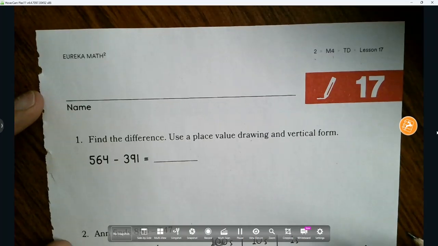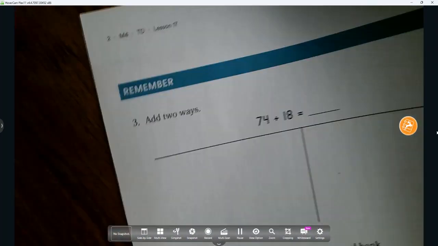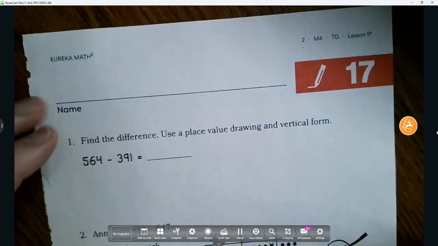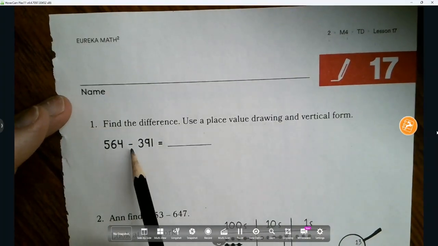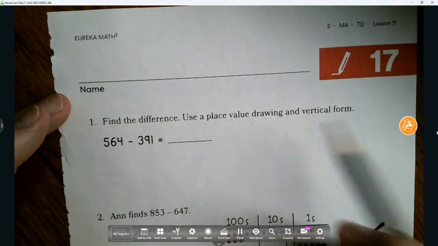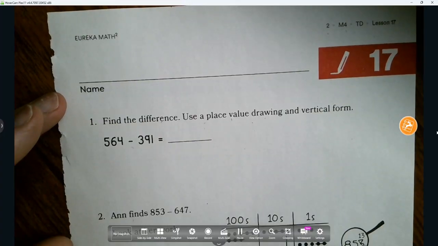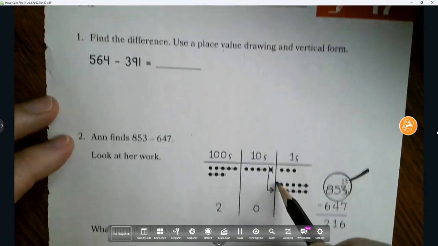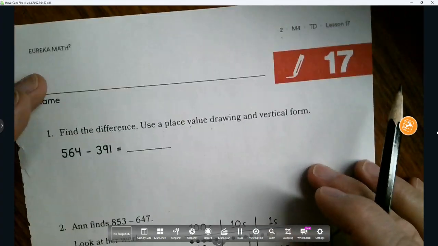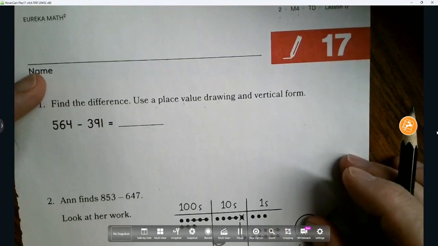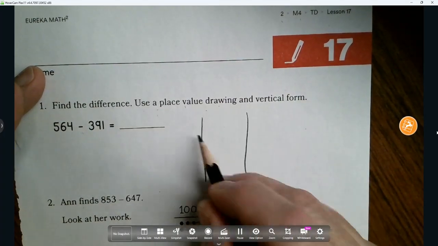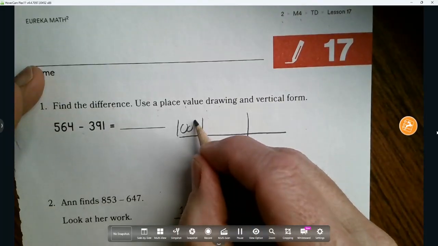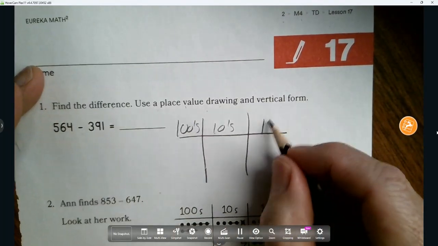All right, back to today. We're on pages 85 and 86 today. Let's look at the first one. It says find the difference. Well, the difference means we're subtracting. Use a place value drawing and vertical form. So place value like this, vertical like this. Again, parents, if you're out there, pay attention. This one helps. So we've got hundreds, tens, and ones.